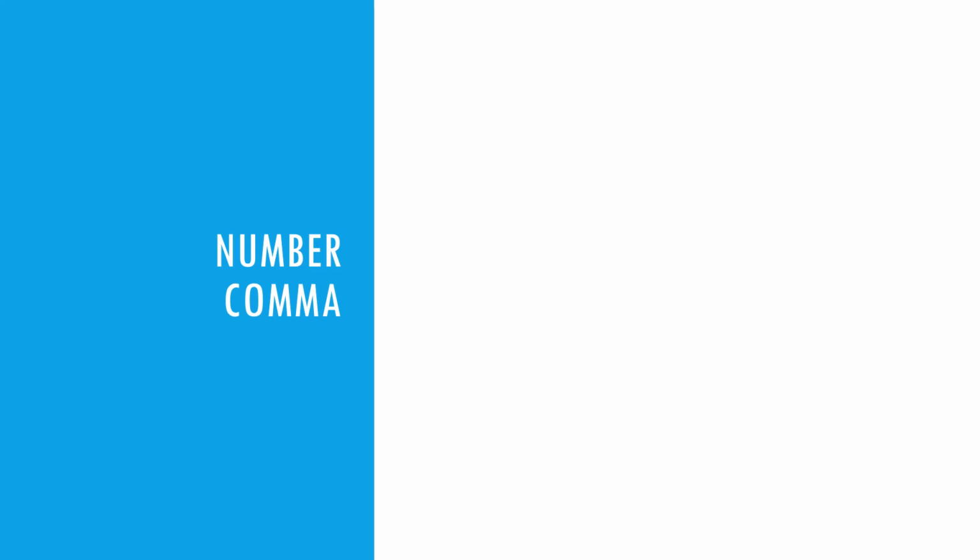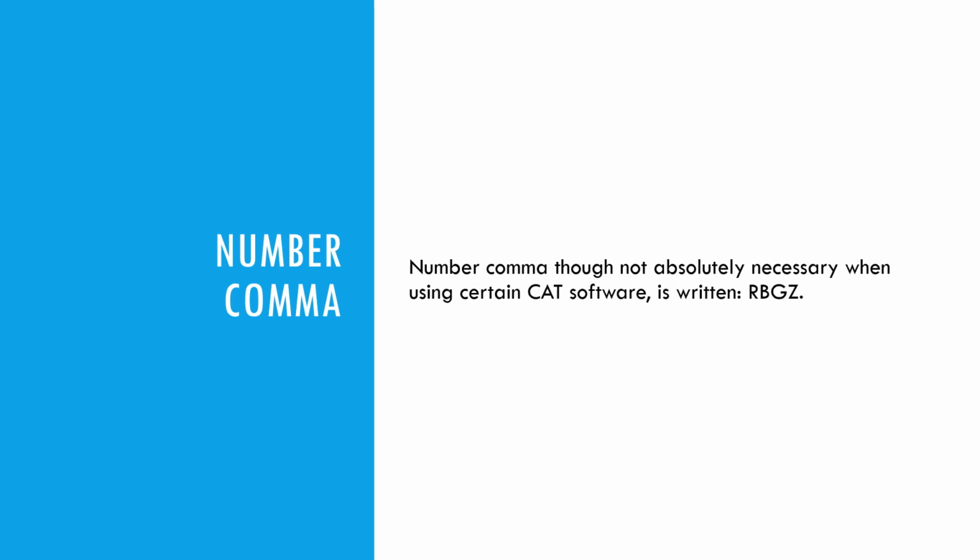The number comma. Now the number comma, though not absolutely necessary because the CAT system deals with these things as well, is written RBG, and instead of S, which is the normal comma, you write Z.